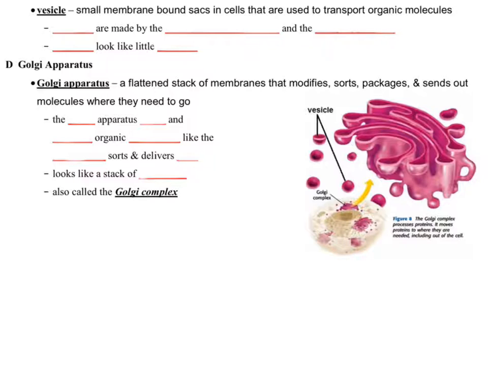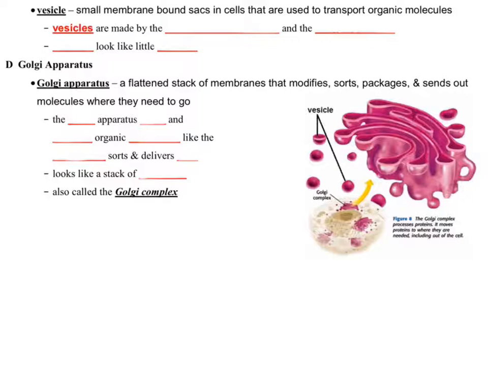Okay, so first we'll look at the vesicles. So once molecules are made within the endoplasmic reticulum, within the ER, oftentimes these organic molecules are placed into these little storage containers that are used to transport these organic molecules where they need to go, or to the Golgi apparatus. We call these vesicles. They're small membrane-bound sacs in the cell, and they're used to transport organic molecules.